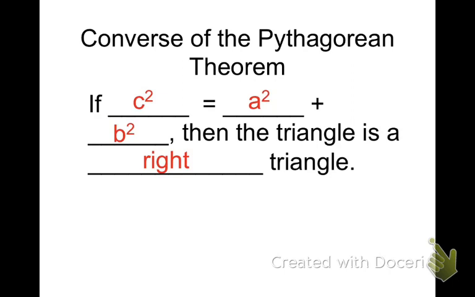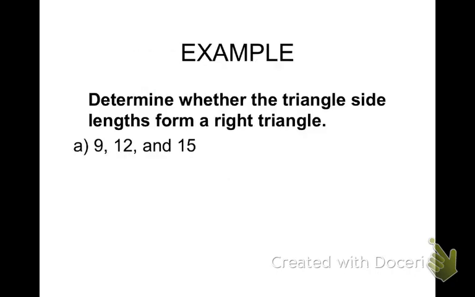So in 7.1, you were given two sides of the triangle and you were using the Pythagorean theorem to solve for the third. In section 4.2, I'm going to give you all three of the side lengths and you need to decide, is it a right triangle or not? Okay, so for our first example, I have side lengths of 9, 12, and 15. Out of those three, which one could potentially be the hypotenuse? 15. Why? It's the longest, right?